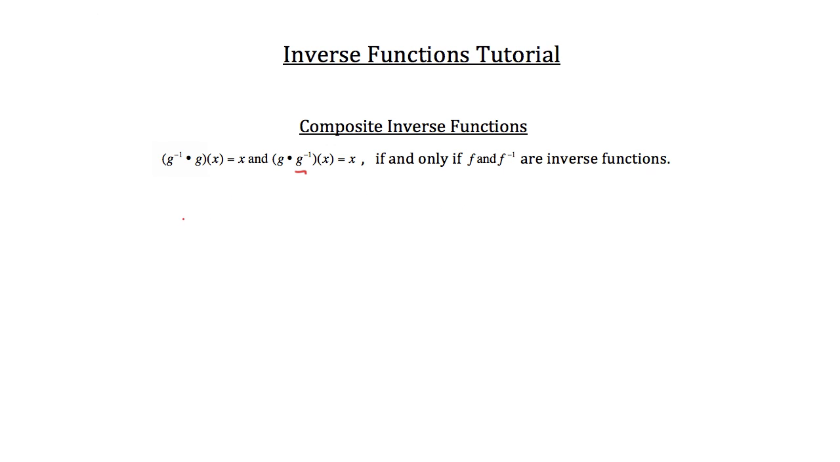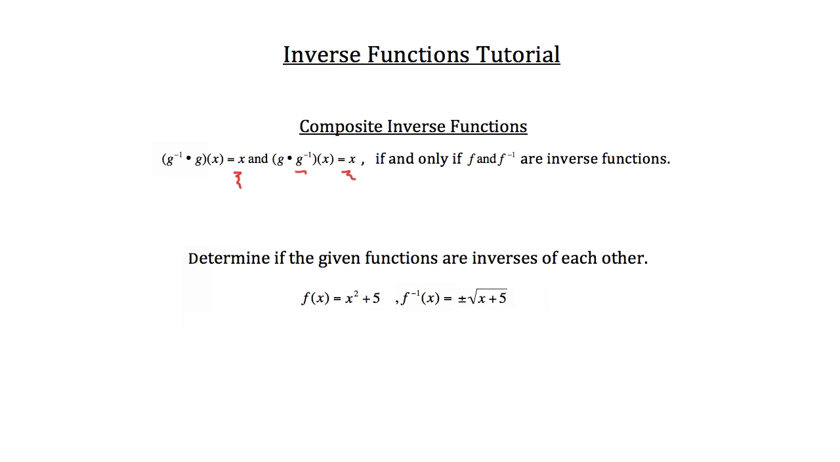To break that down into layman's terms, what that essentially means is if a function and its inverse are composed together, they'll negate each other, and what you'll end up with is x. You're only going to end up with x alone by itself if those two functions are inversely related. So let's go over an example and I'll show you what I mean by that.